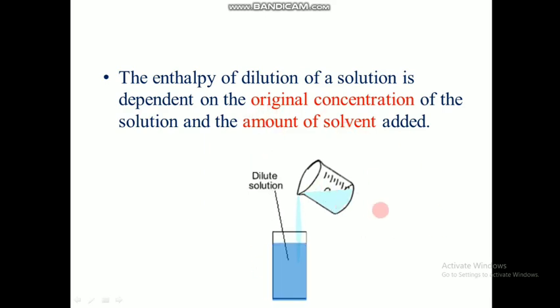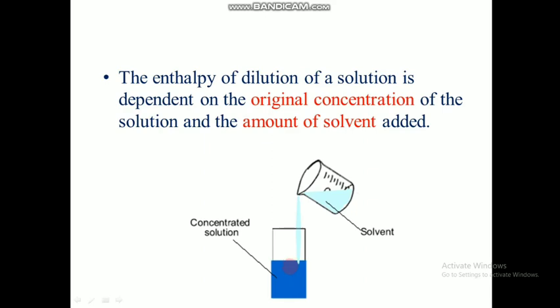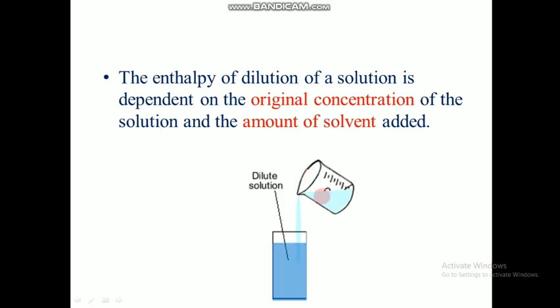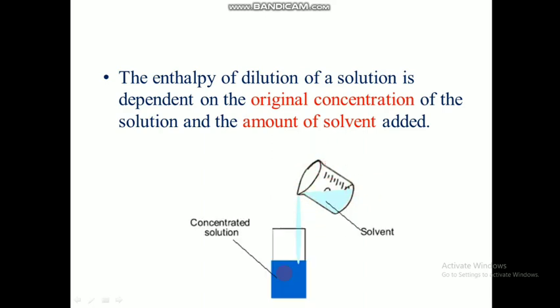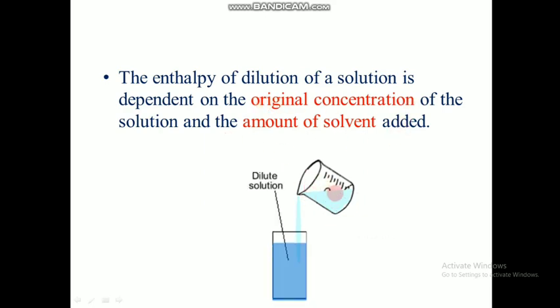And next is the amount of solvent which we add. We can use the same example. I have taken 1 kilogram of sugar in 1 liter of solvent, and I have made that concentration. First I am adding 1 liter more of solvent, and next I am adding 5 liters of solvent. In both cases the concentration will be different and the enthalpy also will be different. So that's how we can say it depends on the original concentration and the amount of solvent.